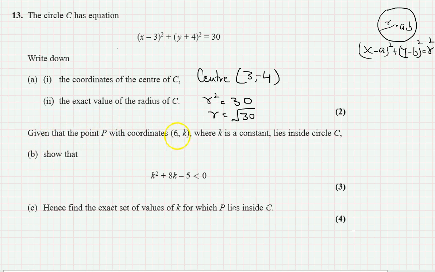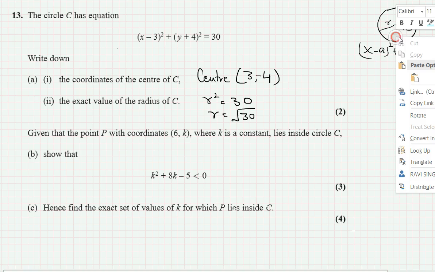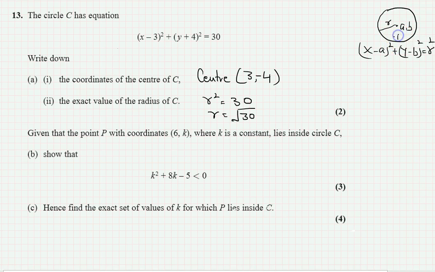Given that point P with the coordinates (6, k) lies inside the circle. Let's say there is another point P, and its coordinates are 6 and k. This is point P. This is inside the circle. We have to show k squared plus 8k minus 5 is less than 0.